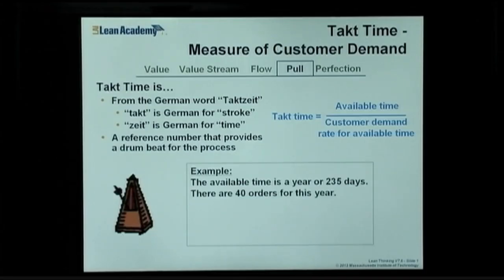So there's a very simple calculation here, which is basically the same one that we did for our medical example. This is for 40 orders across a year of 235 working days. Same idea. This is basically what is the pace at which we need to do work to satisfy the customer need.